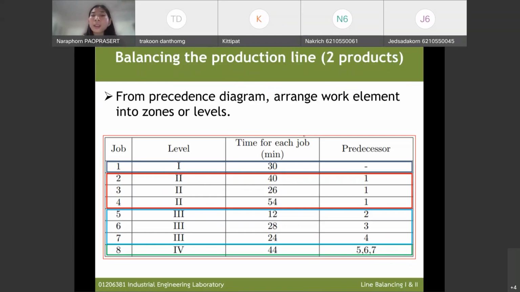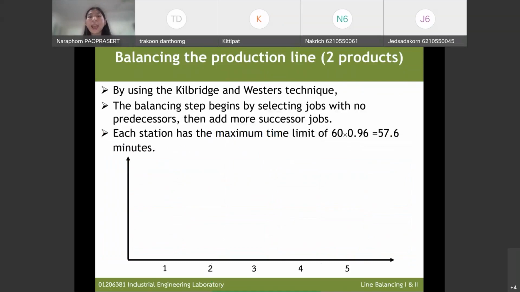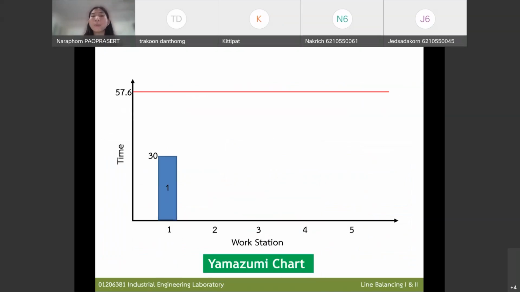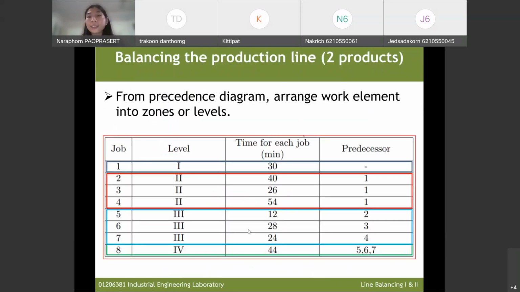So the only option that we can do here is task number 3, which is 26. So you're just going to add task number 3 here. So first you add number 1, and then you add number 3. That makes the total time from 1 and 3 to be 56 minutes. And this is the maximum that we can add right now, because otherwise if we add more, it's going to be beyond 57.6. So we'll move on to the second station. So in the second station, your candidates to select, let's go back here again, are task number.